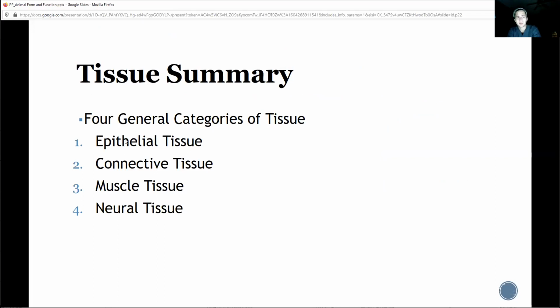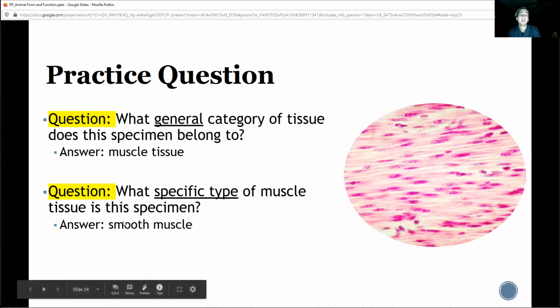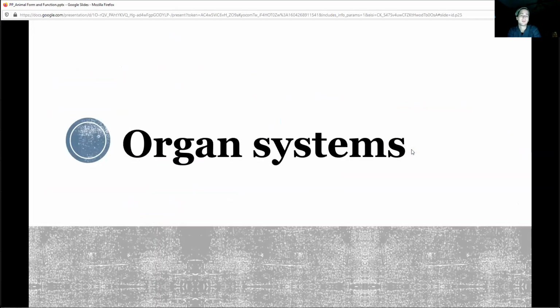So, in summary, there are 4 general categories of tissue: the epithelial tissue, connective tissue, the muscle tissue, and the neural tissue. So, we're going to ask you stuff like, what category of tissue does this specimen belong to? The answer to that would be, it is muscle tissue. We might ask you, what specific type of muscle tissue is this? You would need to be able to identify, this is smooth muscle. All right?